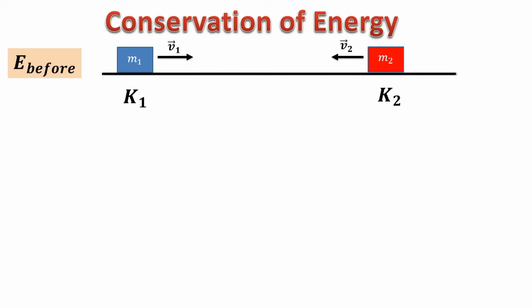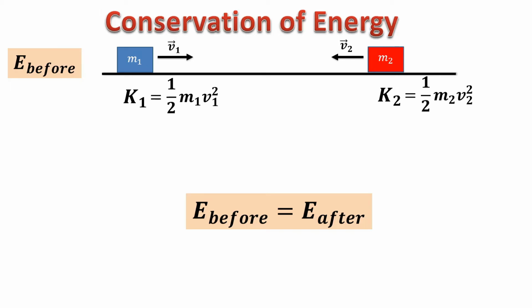And the kinetic energy of mass 1 is just equal to 1/2 M1 V1 squared. And the kinetic energy of mass 2 is 1/2 M2 V2 squared. Since we know that the energy before should be equal to energy after, we will just get the sum of these two kinetic energies before, so that is K1 plus K2, which is 1/2 M1 V1 squared plus 1/2 M2 V2 squared. So this is how to compute the kinetic energy before collision.